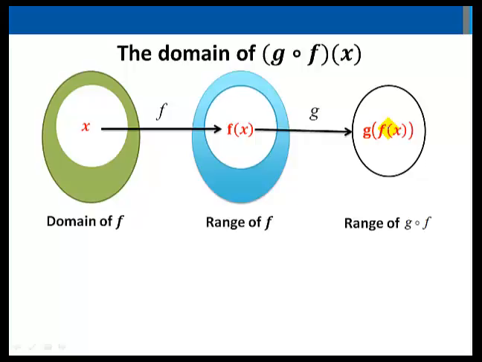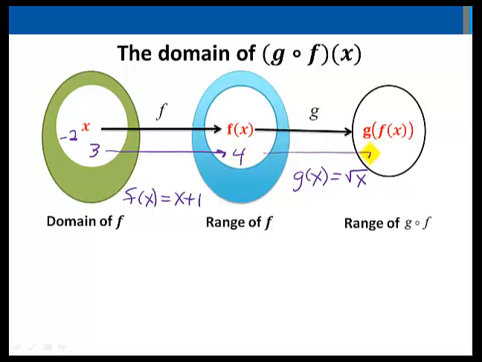As an example, say f of x equals x plus 1 and g of x equals square root of x. And let's say we have an x value of 3 and an x value of negative 2 in the domain of f. Let's see what happens with these. f of 3 is equal to 3 plus 1, or 4, and g of f of 3 would be the square root of 4, or 2.